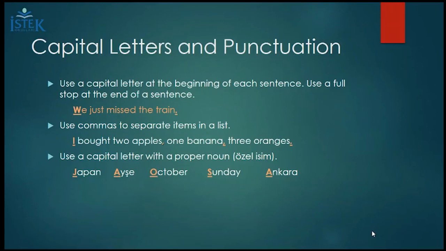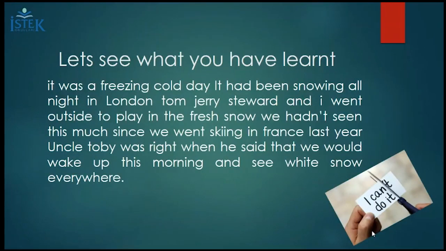Let's see what you have learned. You can see a paragraph here. We need to fix the capital letters and punctuation in this paragraph. It says, it was a freezing cold day. It had been snowing all night in London. Tom, Jerry, Stuart, and I went outside to play in the fresh snow. We hadn't seen this much since we went to skiing in France. Last year, Uncle Toby was right when he said that we would wake up this morning and see white snow everywhere.